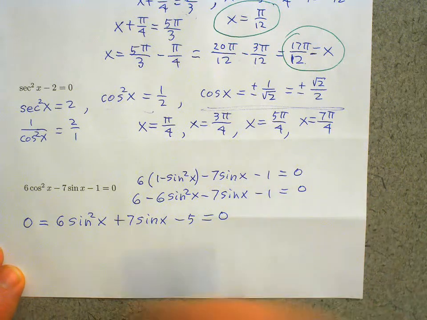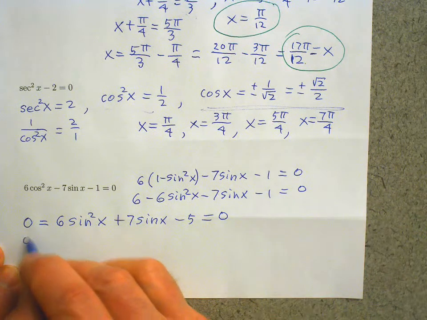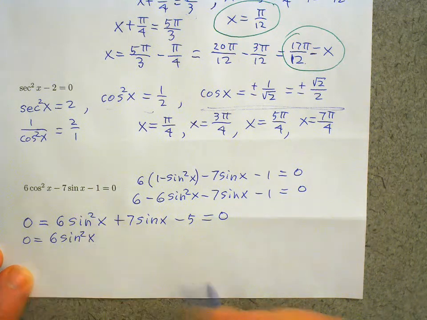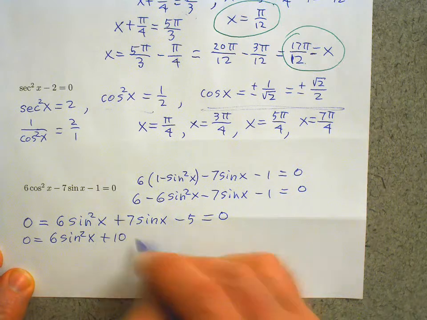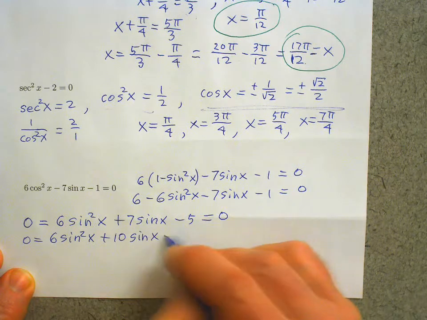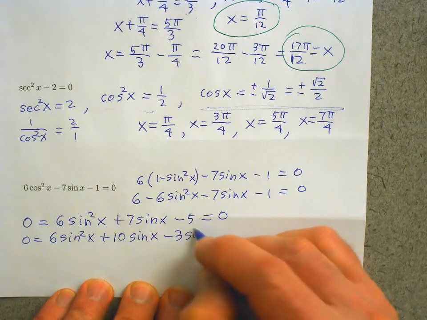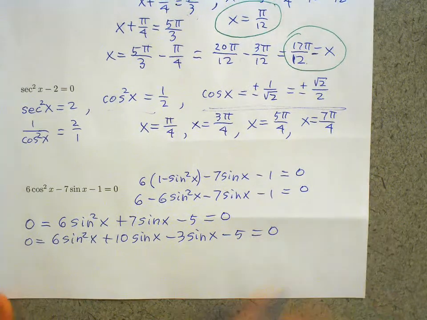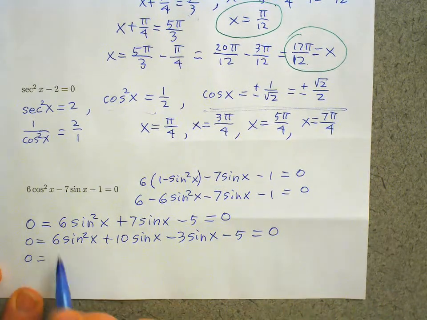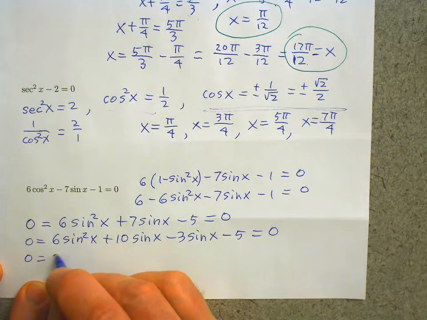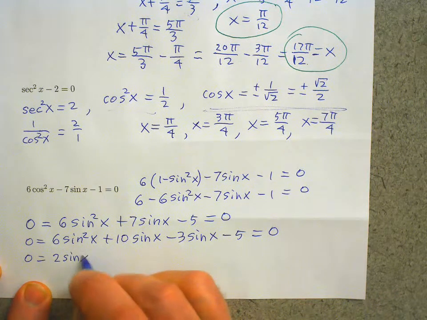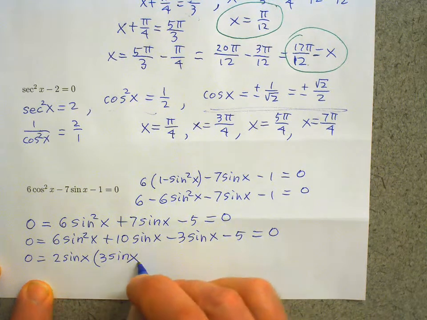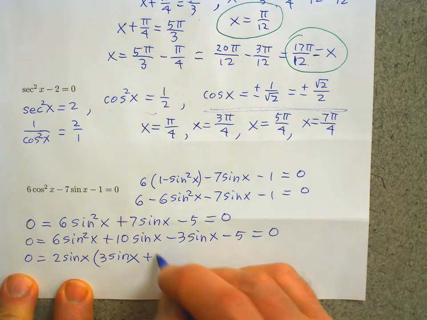So we can factor this if I replace the middle term with plus 10 times sine of x minus 3 times sine of x. We can factor by grouping. Out of the first two terms, we can factor out 2 times sine of x. And then we're left with 3 times sine of x plus 5.